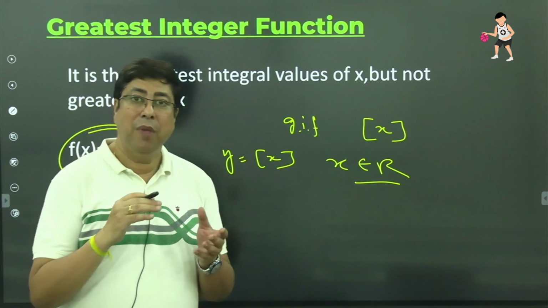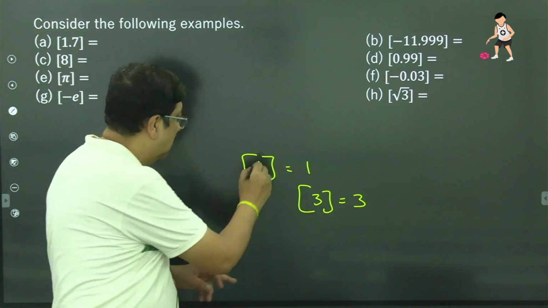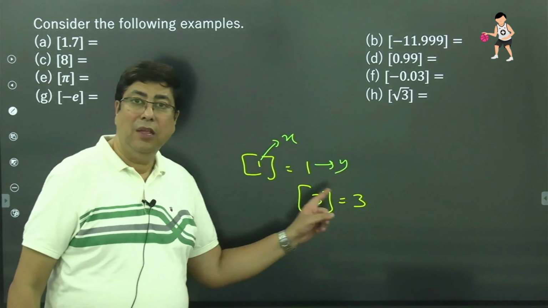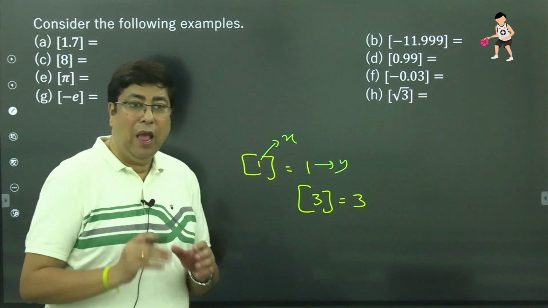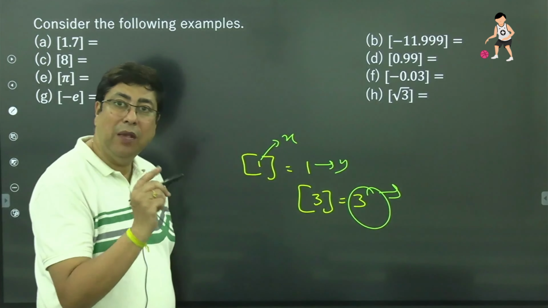So it means what, everybody? Let's see. Box of 1 equal to 1, box of 3 equal to 3. Understand very carefully, this is x and the result is coming y. Remember the formula: y is the greatest integral value of x but not greater than x. It means this value y cannot be more than x, it may be equal to x.